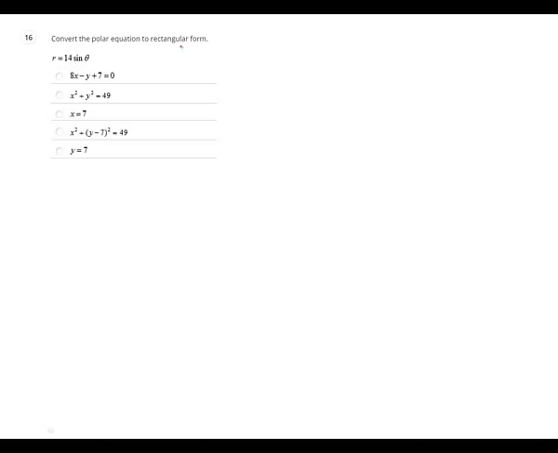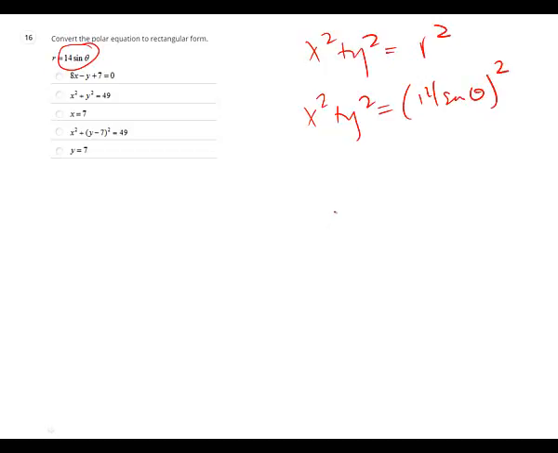Ballard. So convert the polar equation to rectangular form. All right. So we've got r equals. So rectangular form, you use x and y. Yep. So we're going to use x squared plus y squared equals r squared, right? So I need to take this thing and put it in. So x squared plus y squared equals 14 sine theta squared. Okay. Can you just square root the 14? Or? That is r equals 14 sine theta.